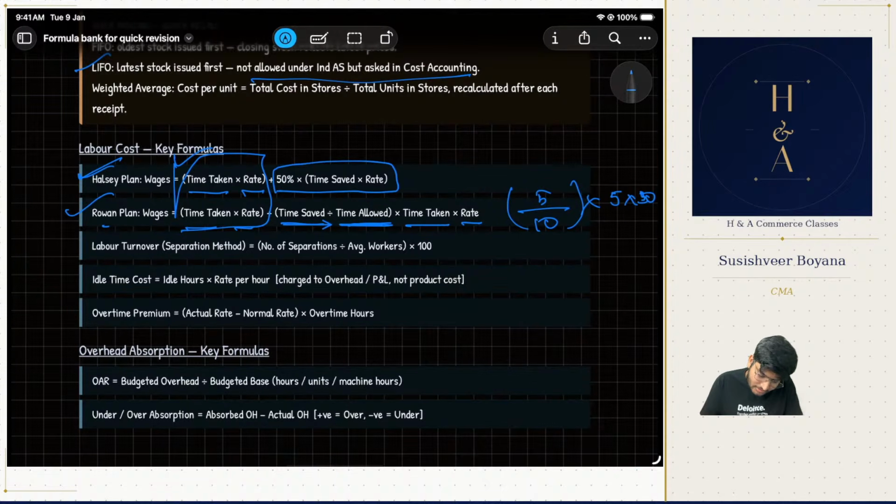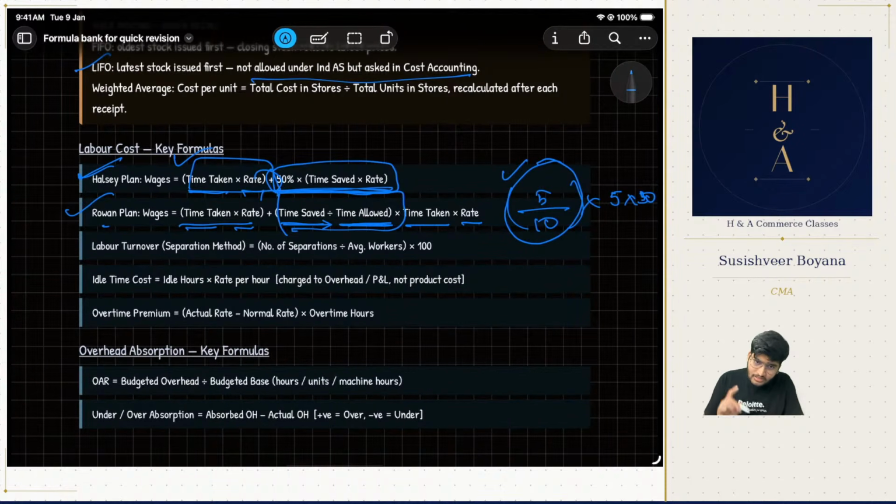The initial part is going to be the same. Here you plus, here you minus. So why are we doing it? Total time taken, we are adding 50% of time saved into rate, stating that, okay, you have saved this, so how about I add this as an incentive? Halsey says, you have taken total time. Great. Now, I think this is also plus. Yes, my bad. Now, Rowan says, it is not just that. I'm going to take a proportion of the time saved out of time allowed as a proportion and give it for time taken into time rate.